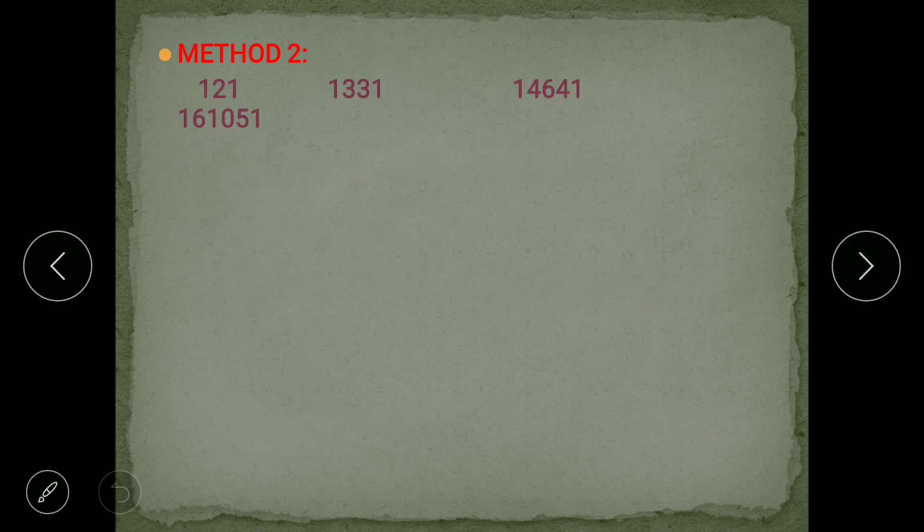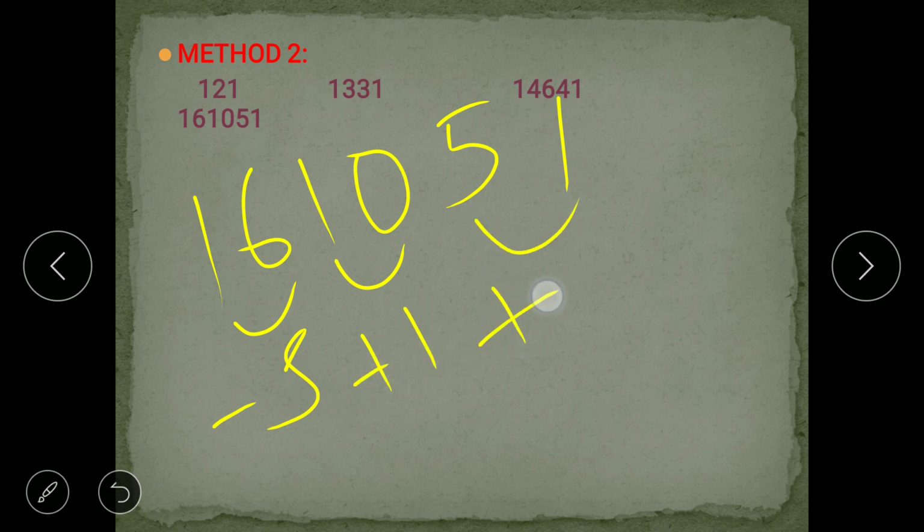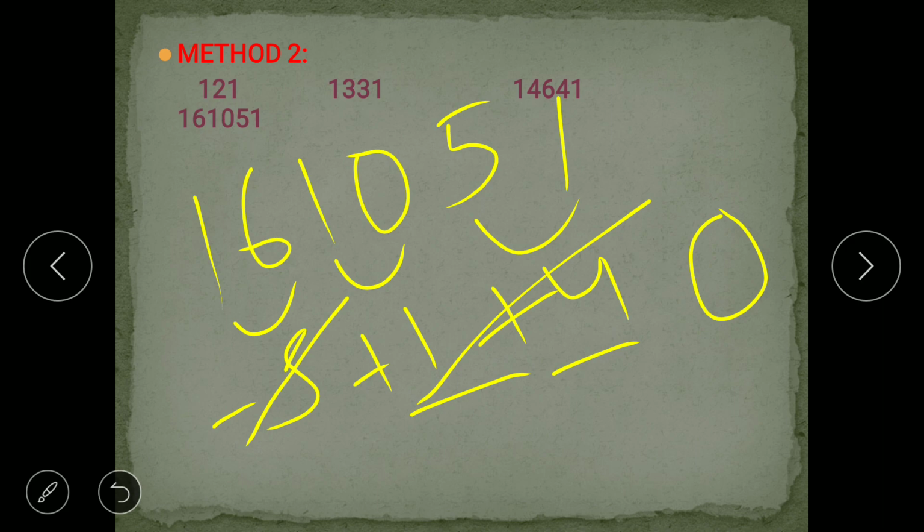Similarly, 161051: difference minus 5, difference plus 1, difference plus 4. Plus 4 and plus 1 will be plus 5, plus 5 minus 5. Once again they will give you 0, and 161051 is also divisible by 11. So this was our second method. I hope this is clear to you.